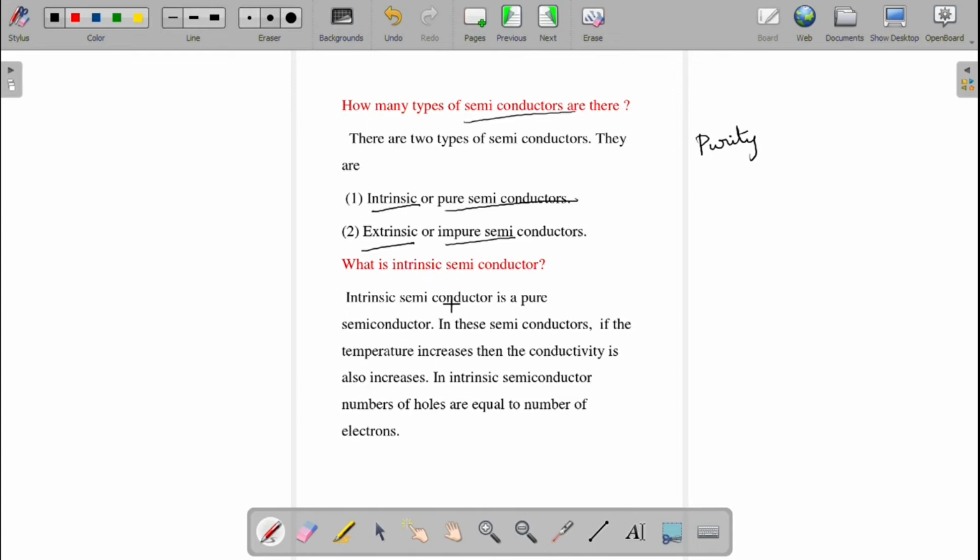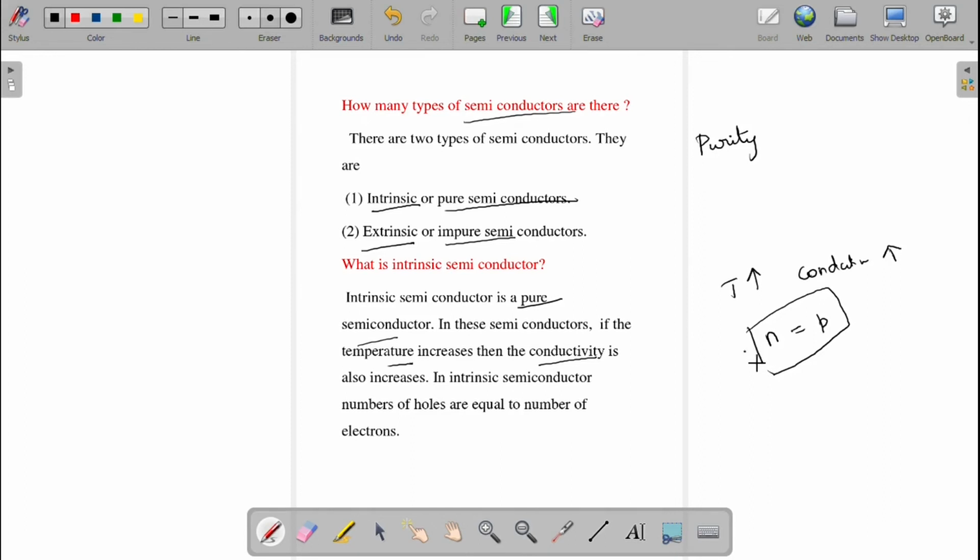Next question: what is an intrinsic semiconductor? Already we said it is the pure form of semiconductor. If the temperature increases, its conductivity is also increasing. This is important. If temperature increases, then conductivity is also increasing. And here the number of electrons is equal to the number of holes. In an intrinsic semiconductor, the number of holes is equal to the number of electrons, right?